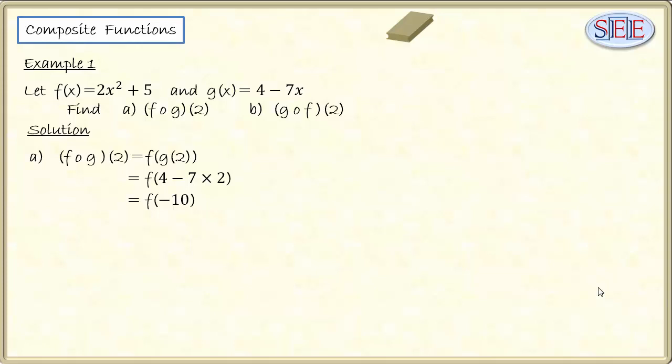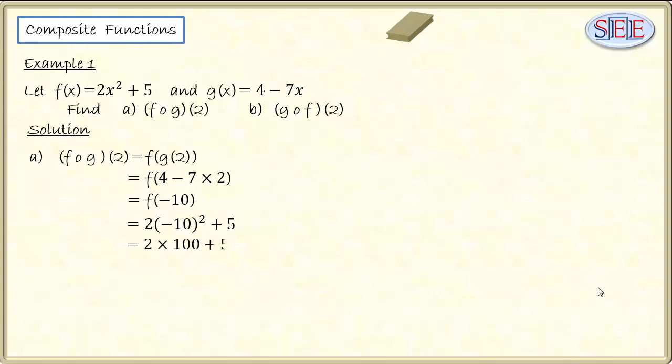So what I'll simply do, I'll go to the formula for the function f and substitute x by minus 10 there. And the function f, remember, is defined by the formula 2x squared plus 5. So substituting x by minus 10, I'm going to have there 2 into minus 10 raised to the power of 2, then plus 5. And minus 10 squared, remember, is 100.